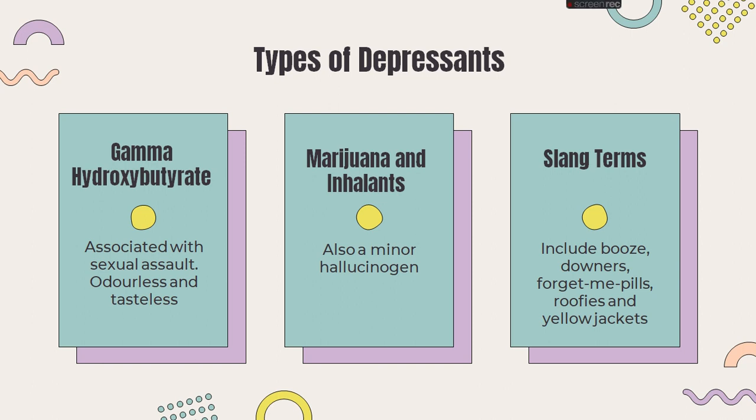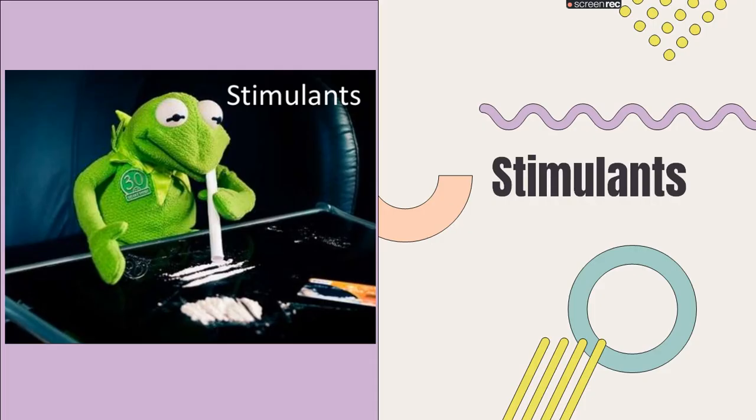Then we have marijuana and inhalants. Marijuana is legalized in other states, but here in the Philippines, this is not legal. Although there are some instances wherein it is used for medication as a minor hallucinogen, other people are abusing the use of marijuana. Other slang terms include booze, downers, forget-me pills, roofies, and yellow jackets.